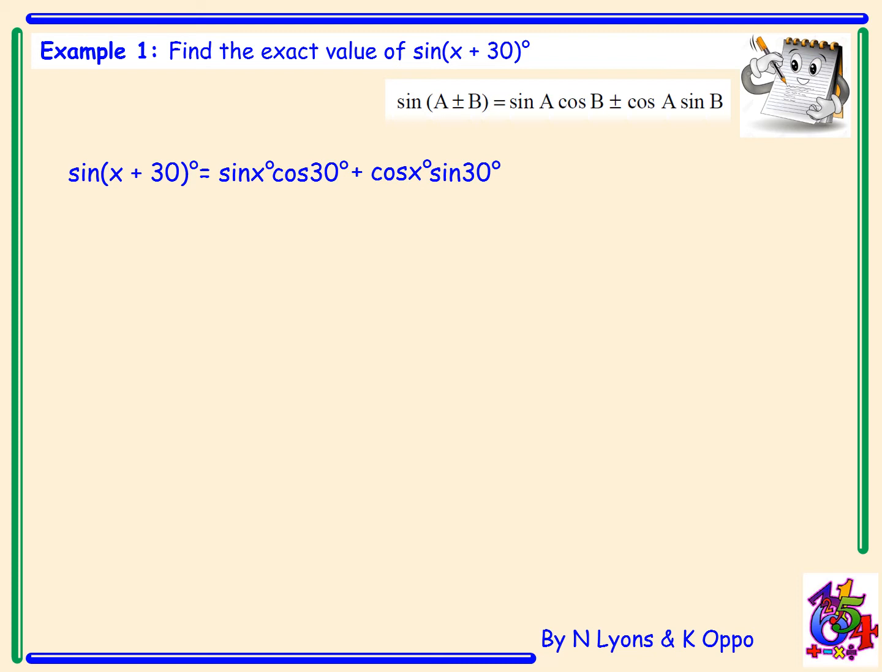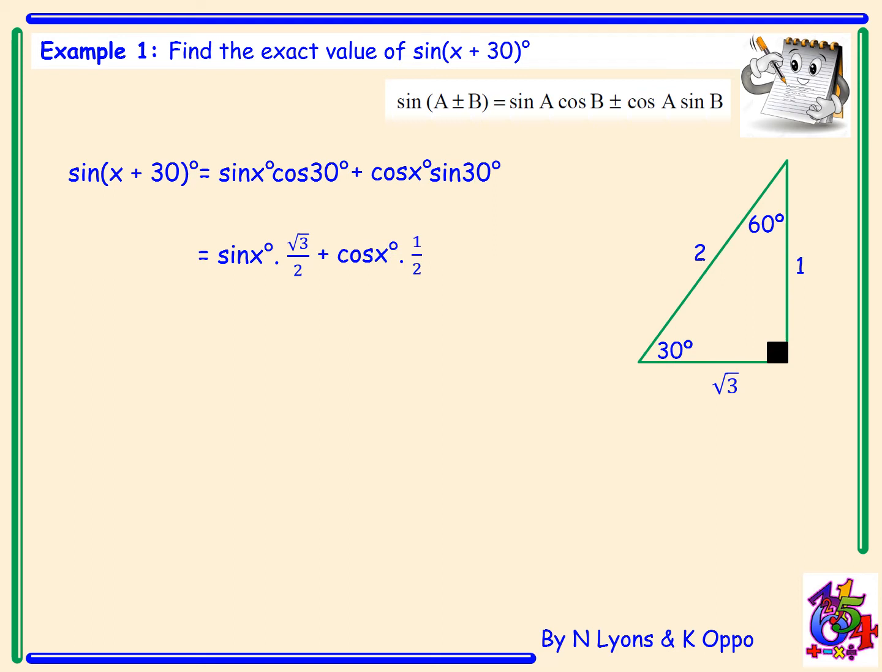Now sine of 30 and cos of 30 have an exact value. So if we draw our exact value triangle, cos of 30 degrees is root 3 over 2, so we'll replace that with root 3 over 2, and sine of 30 degrees is equal to 1/2. Normally we would bring the fractions to the front, so this can just be tidied up by rewriting it as root 3 over 2 sine x plus 1/2 cos x.